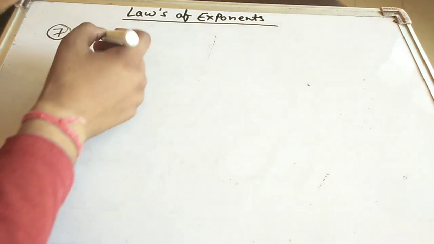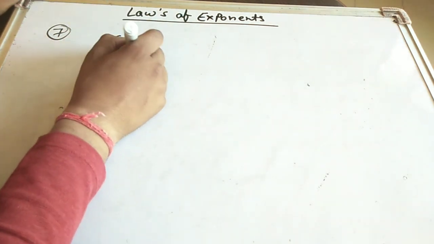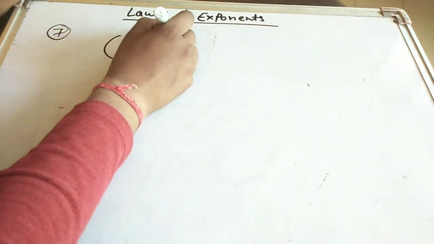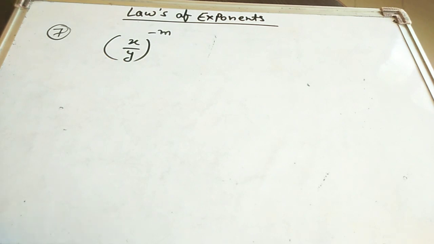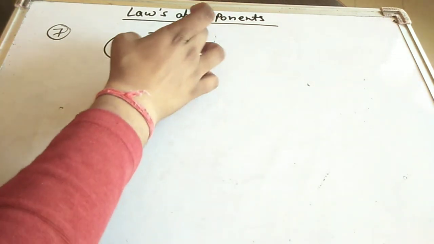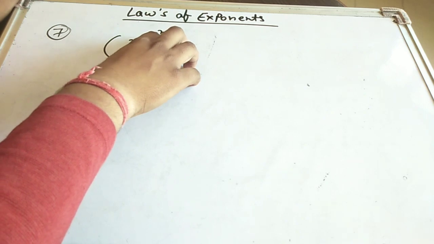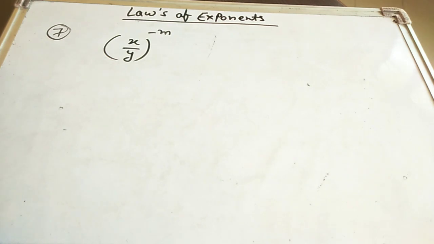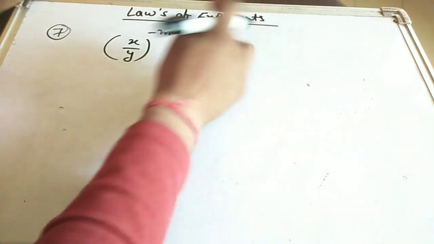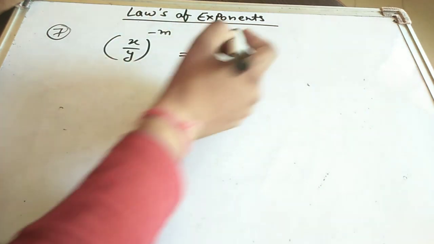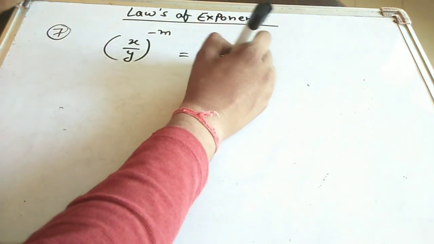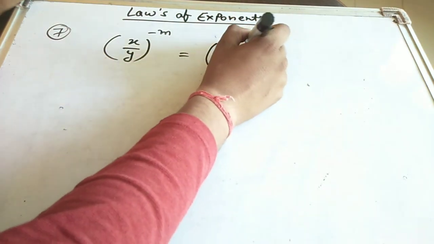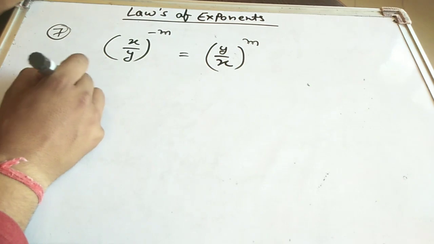Seventh law of exponents. If x by y is the base and minus m is the exponent. Okay, when the exponent of a number is a negative integer, for a positive exponent we take the reciprocal of the number. So we get y by x, the reciprocal of the number, and the power will be positive. Understood? Let us take an example.